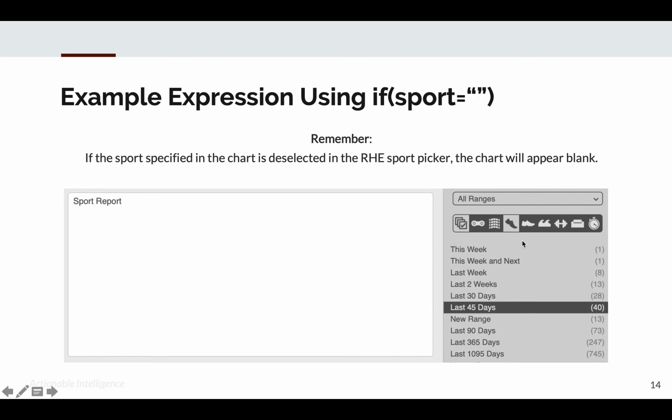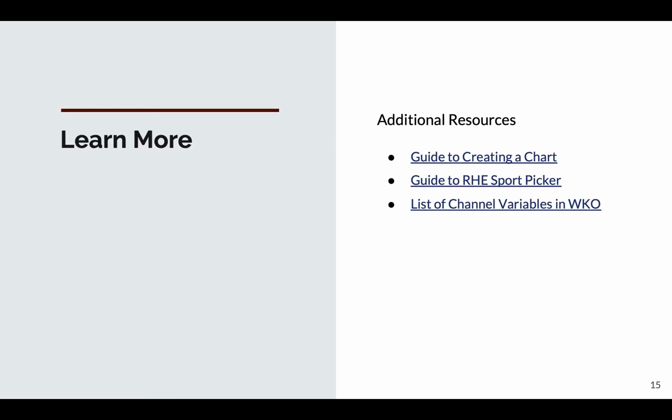Here is an example of what happens when you deselect the sport you've specified in your chart. Obviously, we built this report to use only run workout data. We have now deselected run in the sport picker, and our chart is blank. So if you've got blank charts, be sure to check what sports are selected and deselected and how the chart expressions are built.